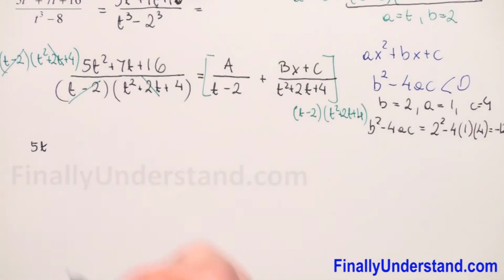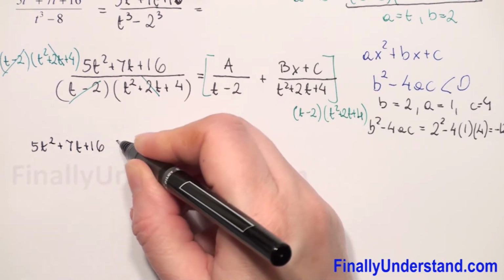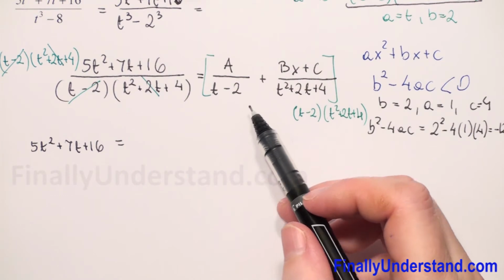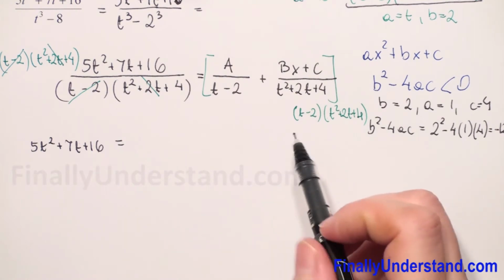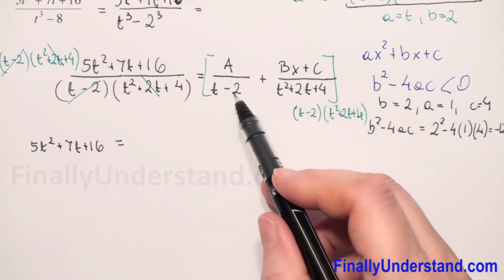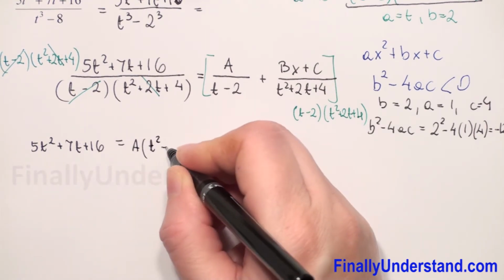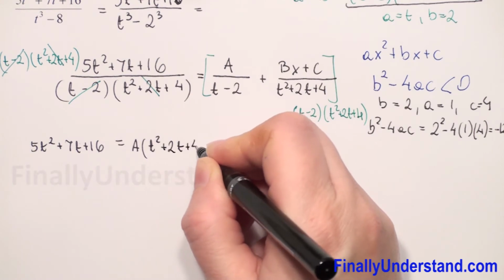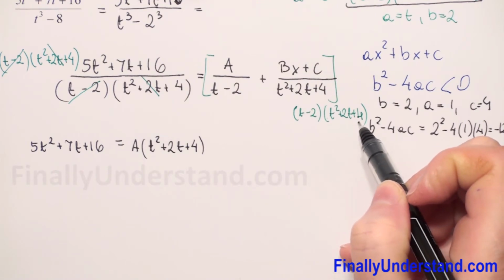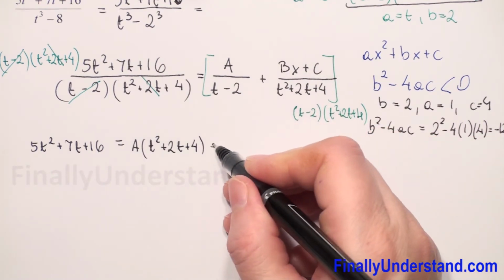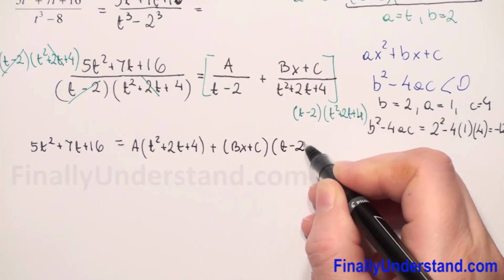5t squared plus 7t plus 16. This is equal to, on the right side, we have to multiply every fraction by this whole expression. So when we multiply this fraction by this whole expression, t minus 2 will reduce and we will have only a times t squared plus 2t plus 4. And the last fraction, when we multiply by this whole expression, t squared plus 2t plus 4 will reduce and we will have only bt plus c times t minus 2.